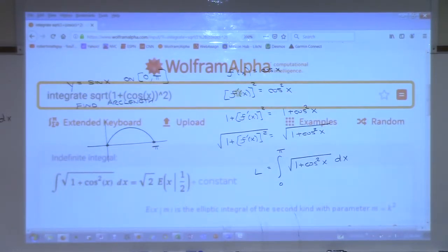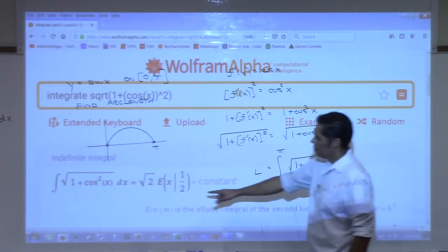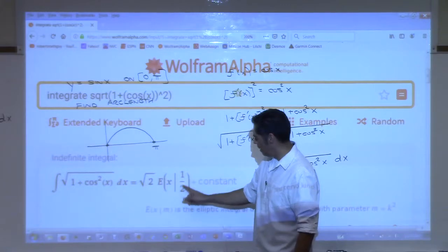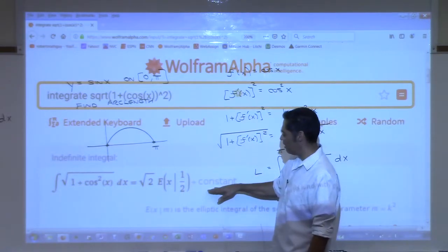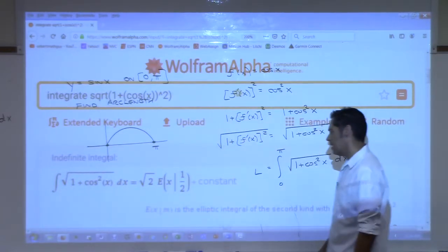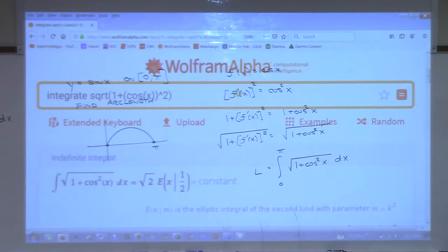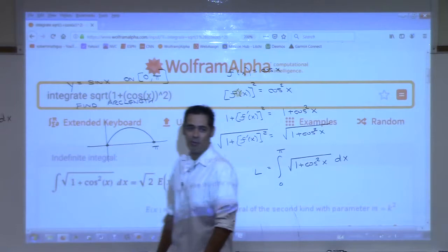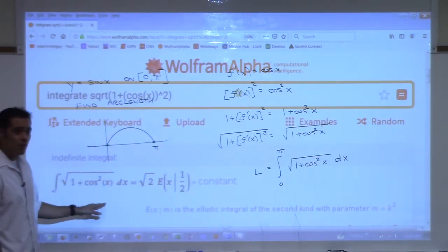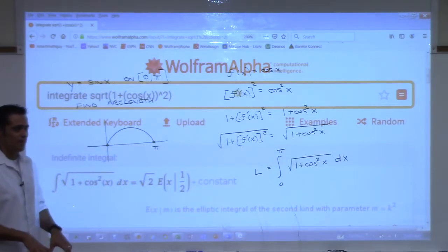Oh, okay, so here's the answer. The integral is the square root of 2 E of x, 1/2, plus a constant. Well, we knew this was coming, right? Plus a constant. Okay, what is E? E of x m is the elliptic integral of the second kind, with the parameter m equals k squared. Makes perfect sense. What? Okay, so that means basically we have gone to places that we don't know exist yet, which means that integral is not going to be doable for us at this point.